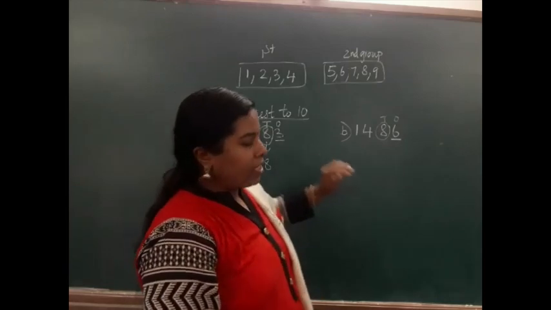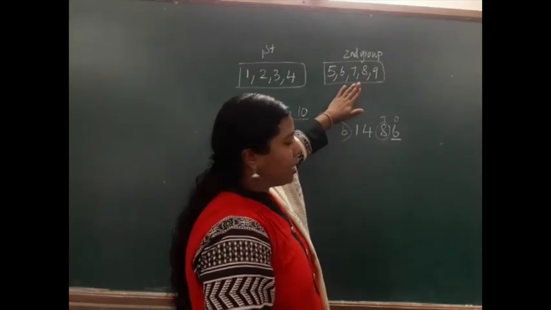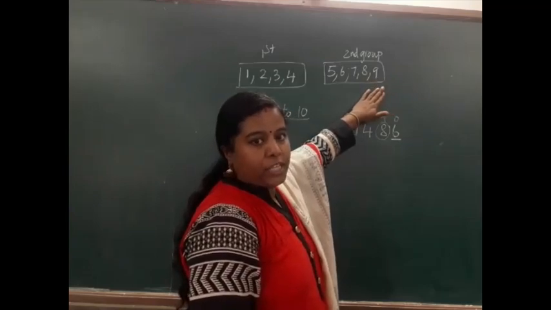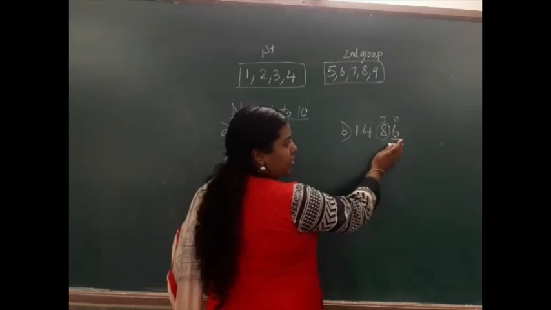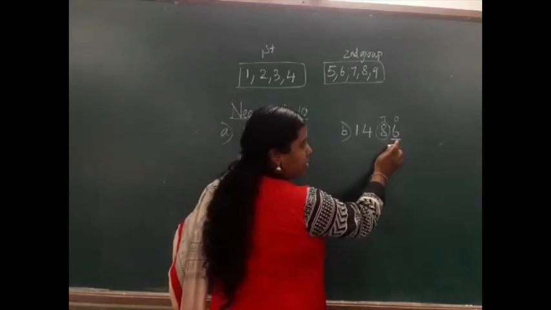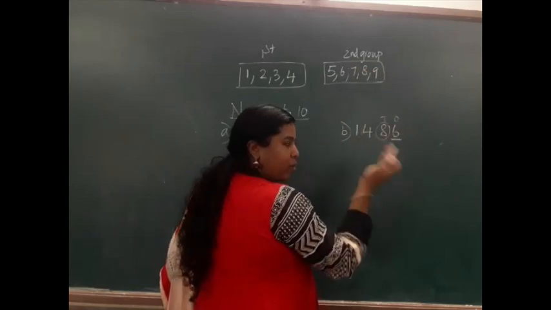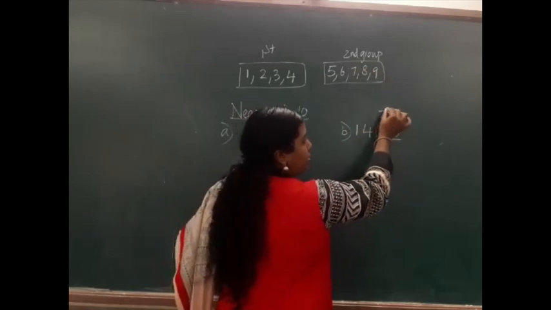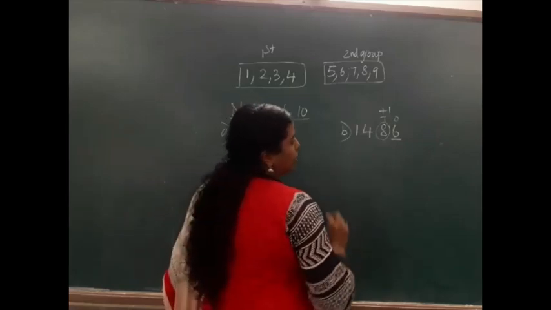But if the digit comes in the second group, that is 5 or above 5, we should add 1 to the circled digit. Look here. Here we have underlined the digit 6. So it comes under the second group. So it is above 5. So what should we do? We should add 1 to the circled digit while rounding the numbers.